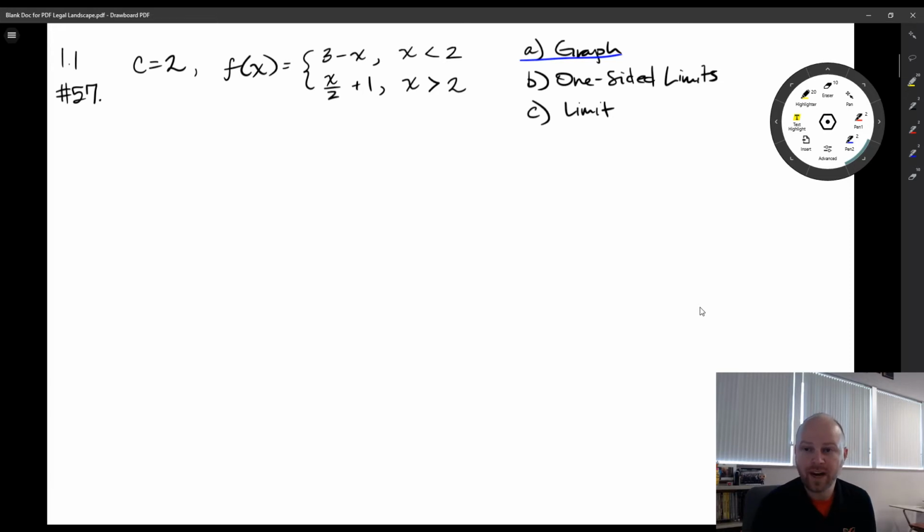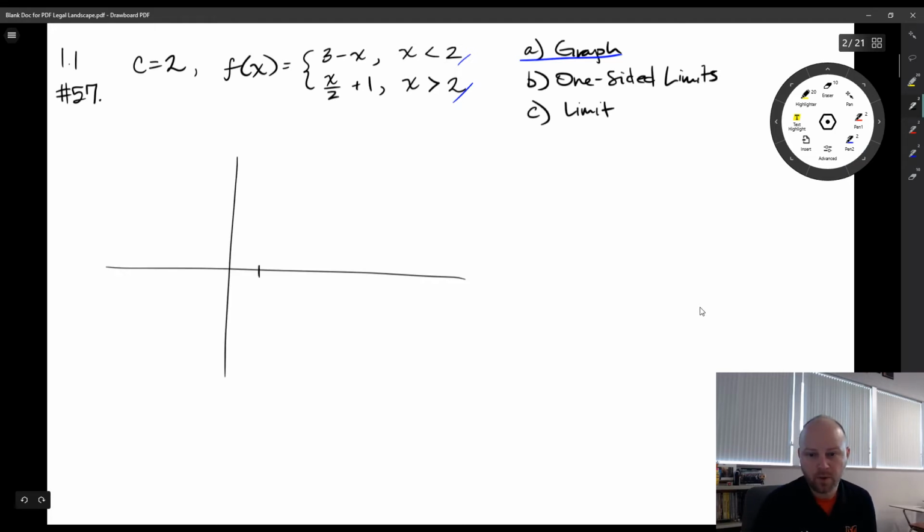A. We've got a 3 minus x, which is linear, and an x over 2 plus 1, which is linear. And it looks like the breakpoint is at 2. So let's get ourselves a little xy grid. And 1, 2 there. And then it looks like on the first function, we're going to have a y-intercept at 3. And I would also look at the slope of that being -1. So really what we're doing here is we're kind of graphing y equals negative x plus 3 to the left of x equals 2. So y-intercept at 3, and then the slope -1.